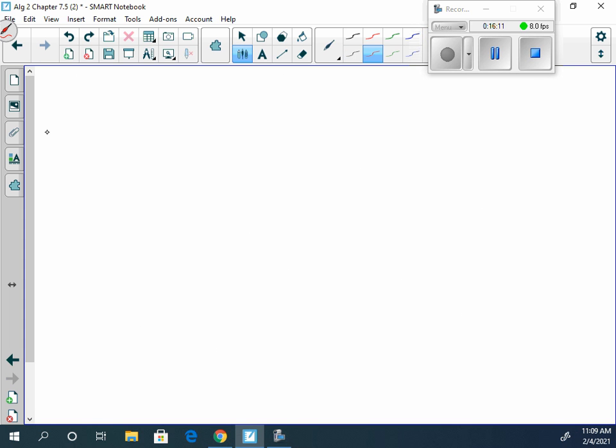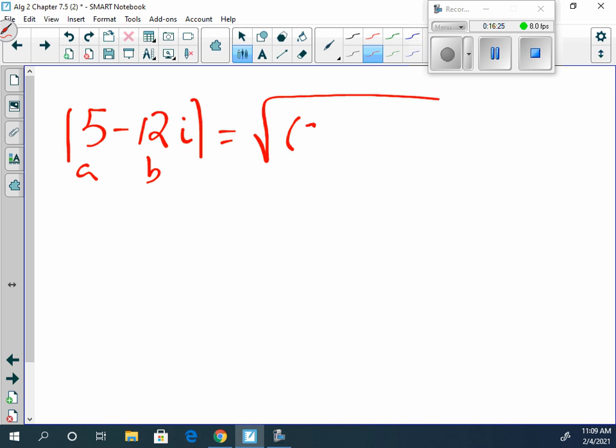So our number is 5 minus 12i, with a and b being 5 and negative 12. So the absolute value of it is going to equal the square root of 5 squared plus negative 12 squared. So 25 and 144... 5, 12, and 13. Pythagorean triples strike again. So that's just how that works.